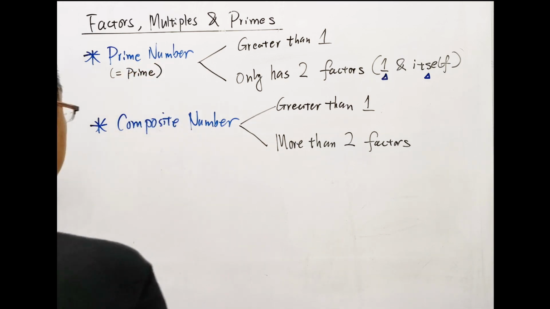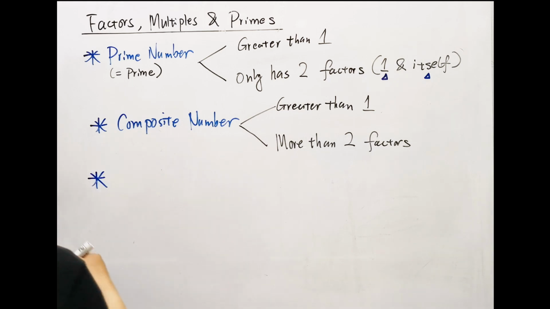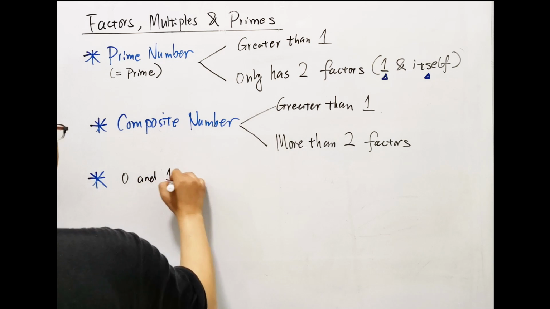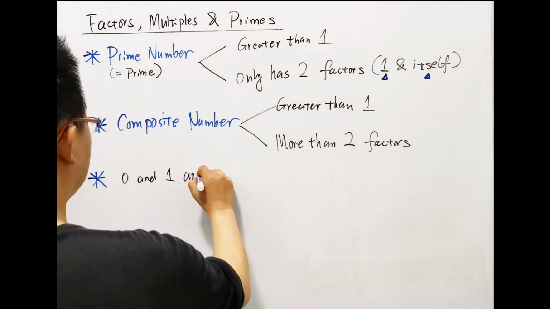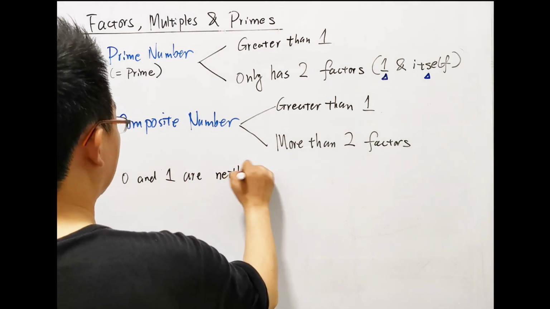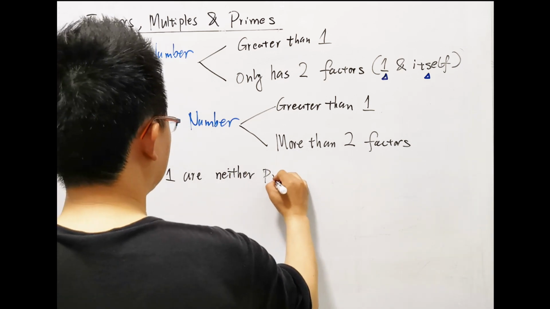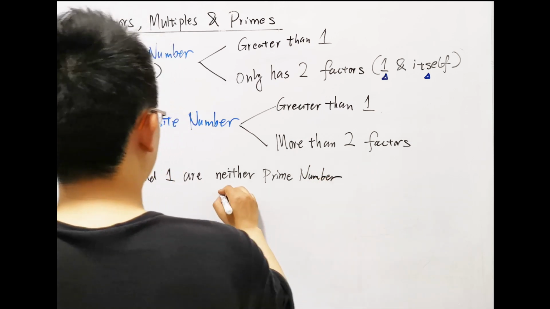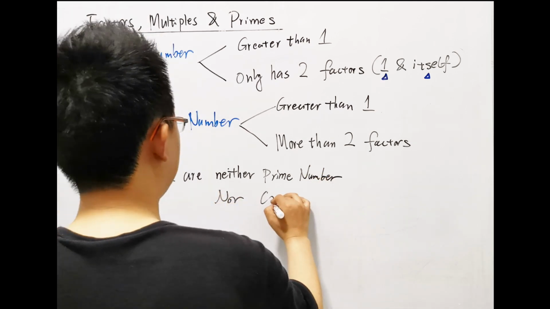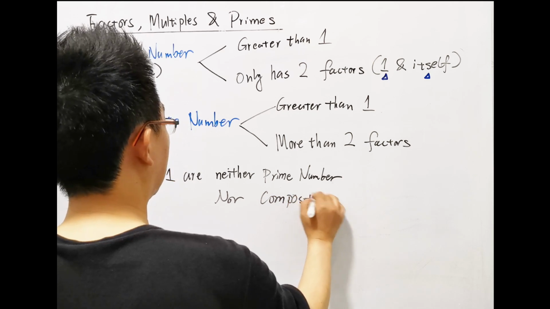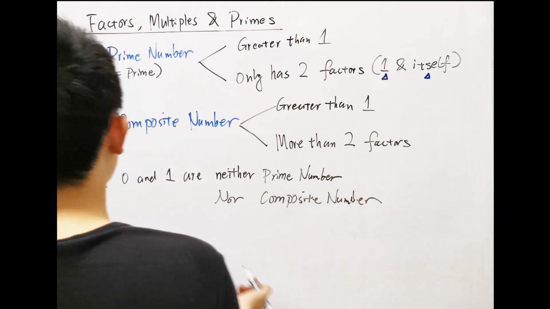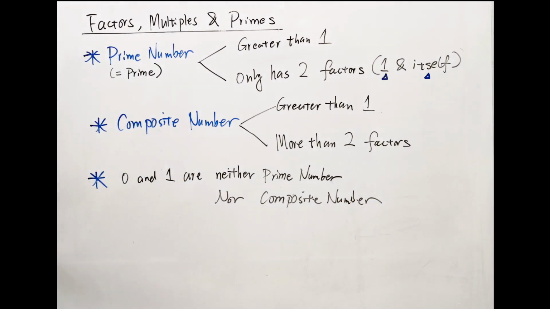Also take note, 0 and 1 are neither a prime number nor a composite number. Take note of this. I think that is it for today's class.